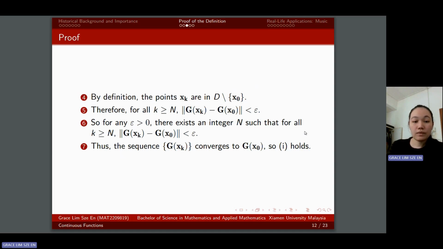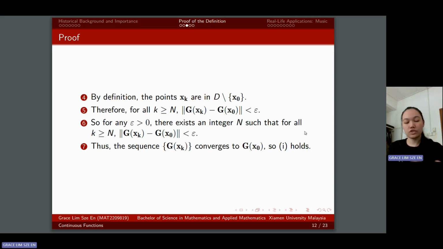And therefore, in point number 6, we get for any epsilon bigger than 0, there exists an integer n such that for all k bigger than or equal to n, |g(x_k) minus g(x naught)| is less than epsilon. So basically, they are saying that no matter how small epsilon is, there is always a point in the sequence, in this case n, after which all the subsequent terms are such that the distance |g(x_k) minus g(x naught)| is always less than epsilon. And therefore, this implies that the sequence g(x_k) converges to g(x naught).